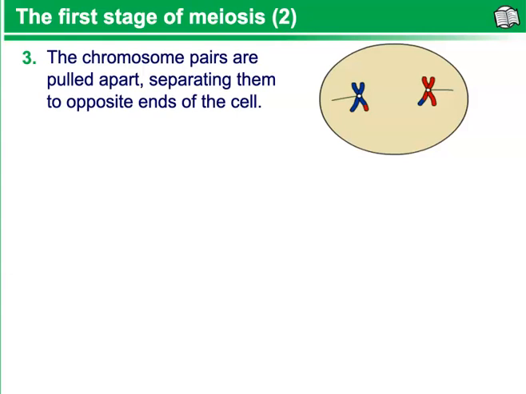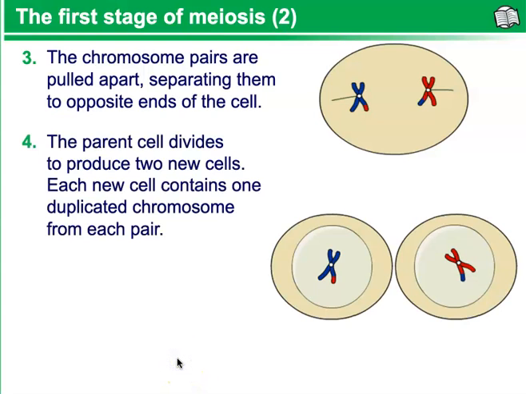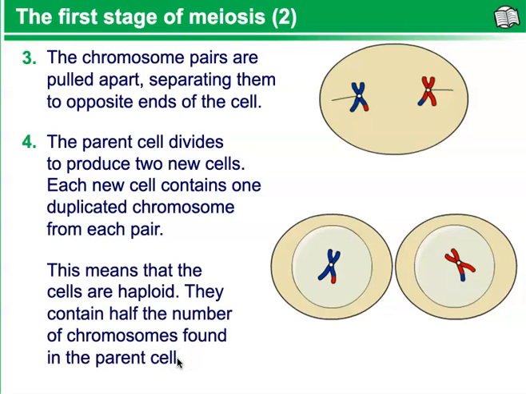The chromosome pairs are pulled apart, separating them to opposite ends of the cell. The parent cell divides to produce 2 new cells. Each new cell contains 1 duplicated chromosome from each pair. This means that the cells are haploid. They contain half the number of chromosomes found in the parent cell.